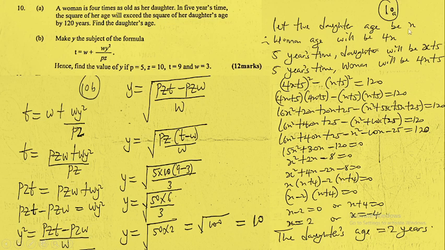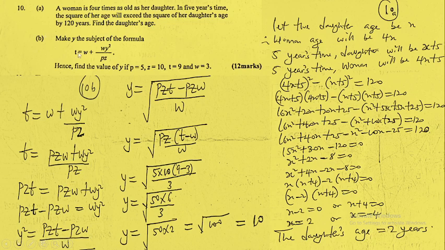Don't forget that x is the age of the daughter, and the age of the daughter can never be a negative number. So that means the age of the daughter has to be 2. So the age of the daughter is what? 2. That's what you have to find. You have to find the age of the daughter, which is what? 2 years. So that's the solution to that question number 10.